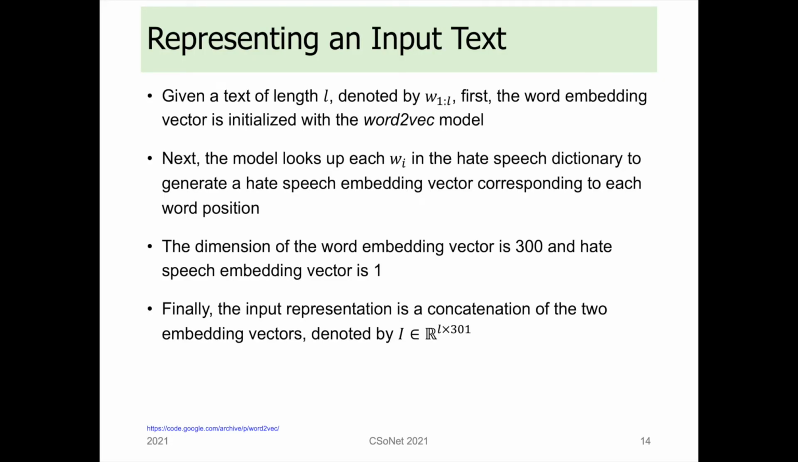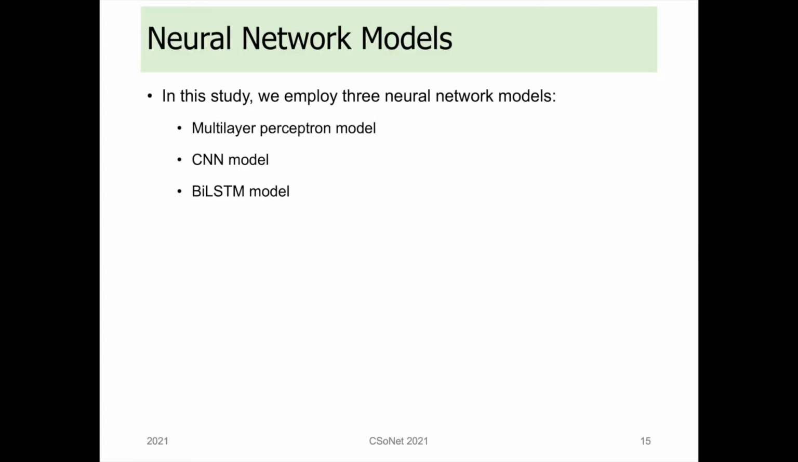Technically, the dimension of the word embedding vector is 300 and the hate-speech embedding vector is 1. Therefore, the input representation is a concatenation of the two embedding vectors, denoted by a matrix I with L rows and 300 columns. After obtaining the input representation, we feed it into three sorts of neural network models, specifically a multilayer perceptron model, CNN model, and BiLSTM model.